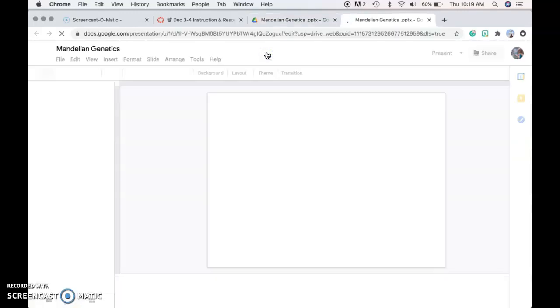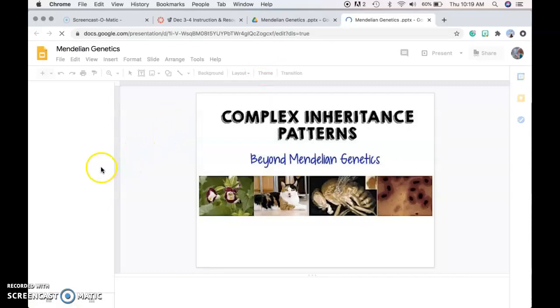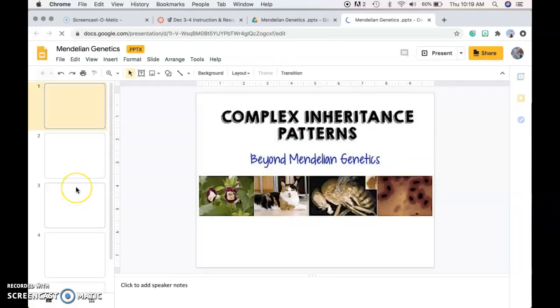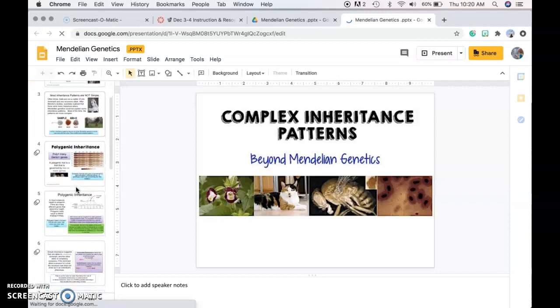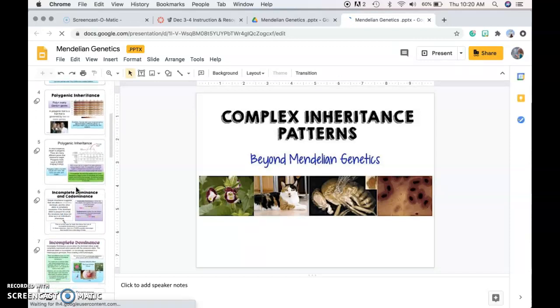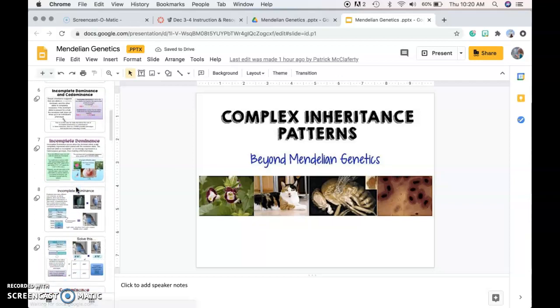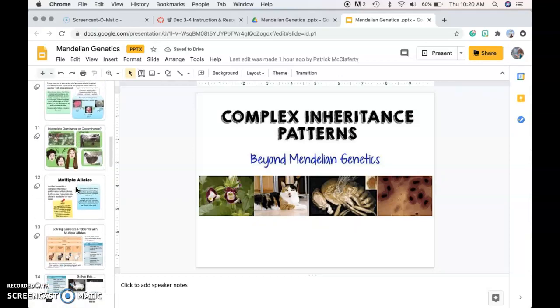When you open up this PowerPoint, we've already done the first 11 slides, right? This is where we talked about incomplete and codominance, and polygenic traits. So, Mendel was like, hey, you can either be tall or short, purple or white, and then everybody else was like, cool, what about humans? It's more complicated than that.